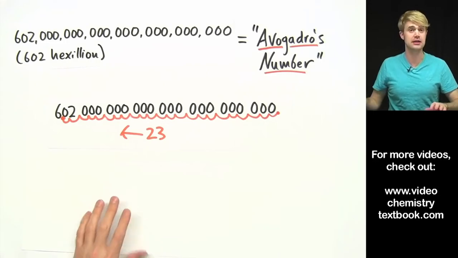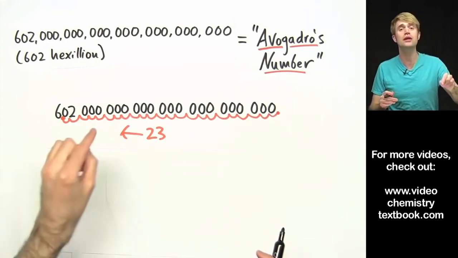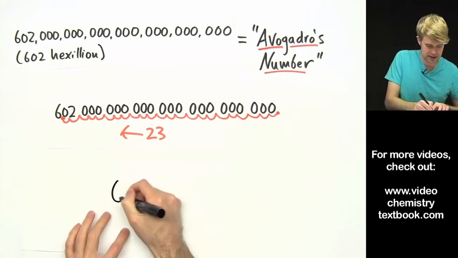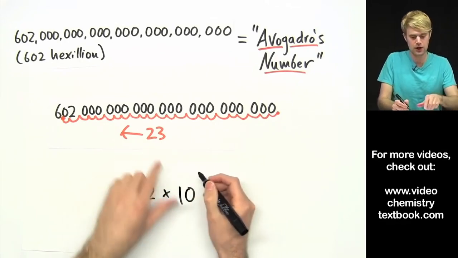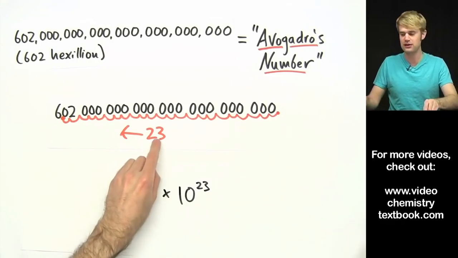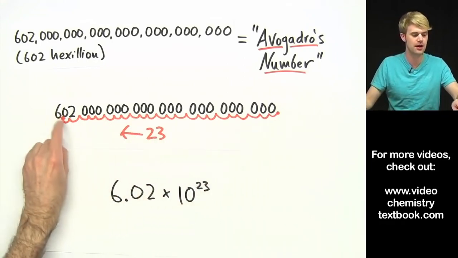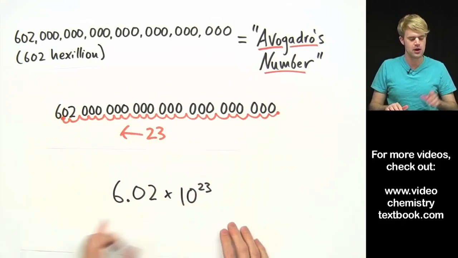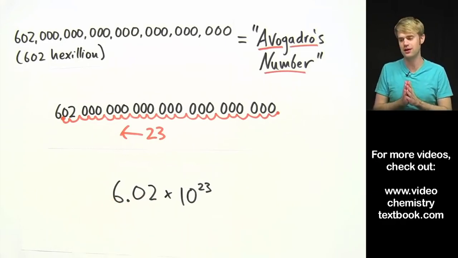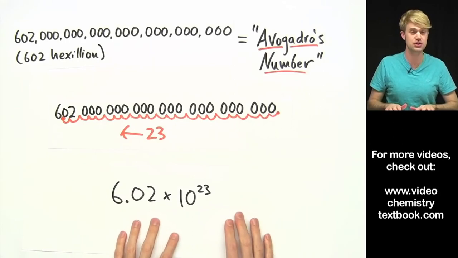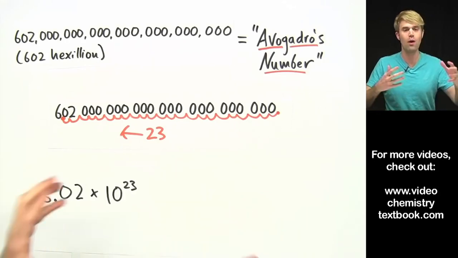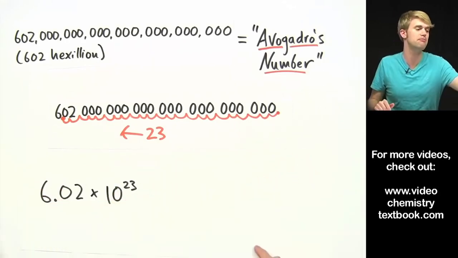And that means that in scientific notation, I would rewrite this number as 6.02 times 10 to the 23rd. The 23 comes from the number of spots that I moved it to the left. So 6.02 times 10 to the 23rd is how we often abbreviate this gigantic number, 602 hexillion, when we want to write it out and use it, say, in math problems.